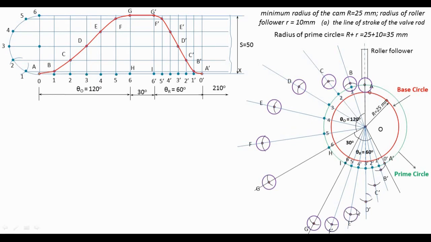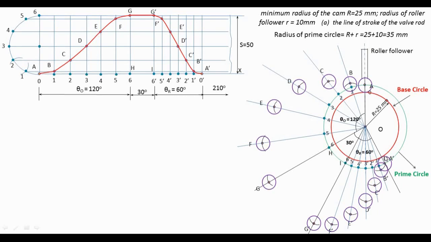You have to draw a circle equal to the radius of the roller; you can take this radius also. So you have to draw a circle from every point up to this point. So this is the start point of the profile of the cam, and this will be the end point of the profile of the cam.